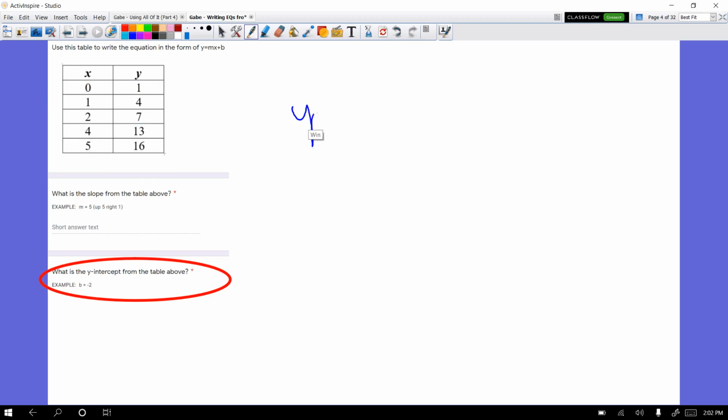So you said that your slope was 3. All I got to do is pick any x value. Okay, 5. I'll do 5. 3 times 5. 3 times 5 is 15. So that means that this number should say 15 right here. But it doesn't. It says 16. So how do I go from 15 to 16?